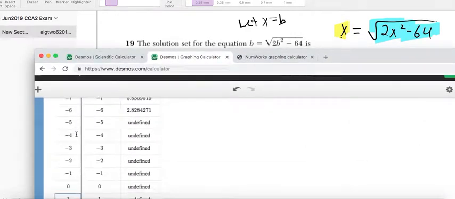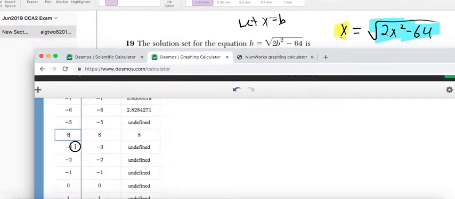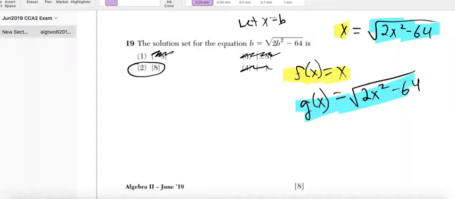So in some calculators, I know in the Casio, you could just type in 8 and then type in negative 8. And you see that you don't get the same answer for negative 8, but you do for 8. And that's a way to do it quickly. Or you could look for the x coordinate where the two graphs intersect. But either way, our answer is choice 2.